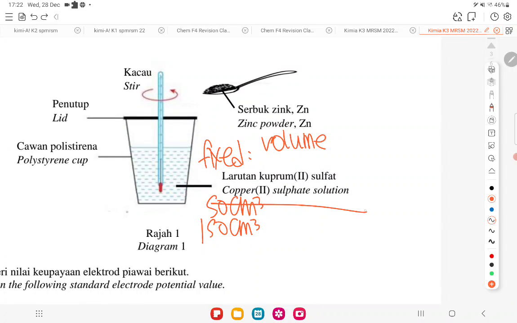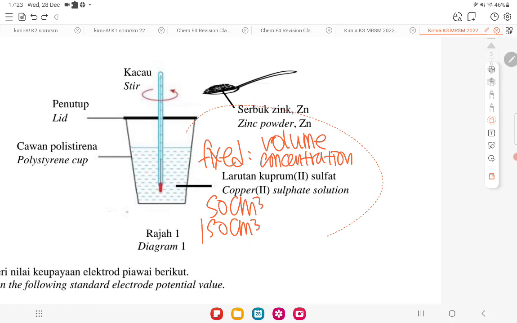Second one, when you have a solution, you not only need to fix the volume, you also need to fix the concentration of the solution. So you must fix both. You cannot say I only want to fix the volume of the solution, or I only want to fix the concentration. If you have a solution, you need to fix both of them.